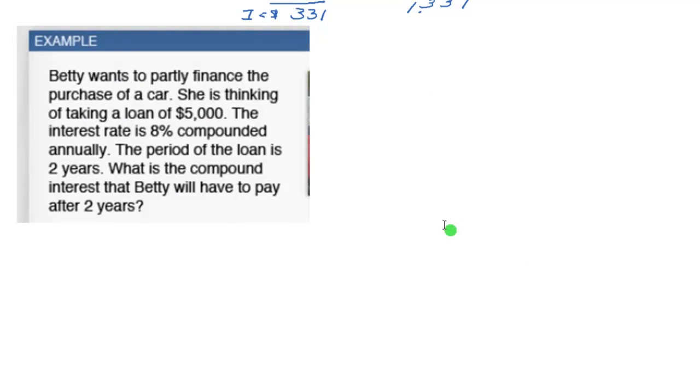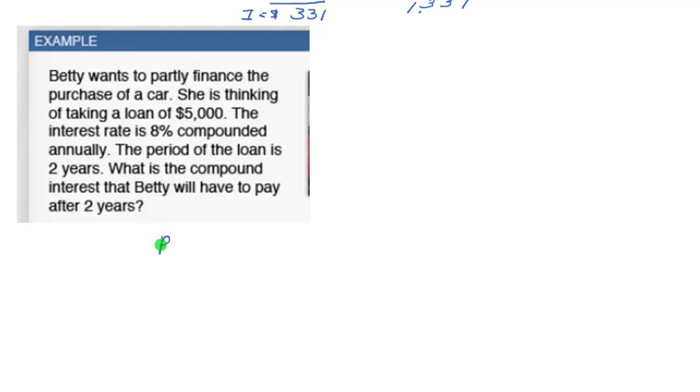Example. Betty wants to partly finance the purchase of a car. She is thinking of taking a loan for $5,000. The interest rate is 8% compounded annually. The period of the loan is 2 years. What is the compound interest that Betty will have to pay after 2 years?